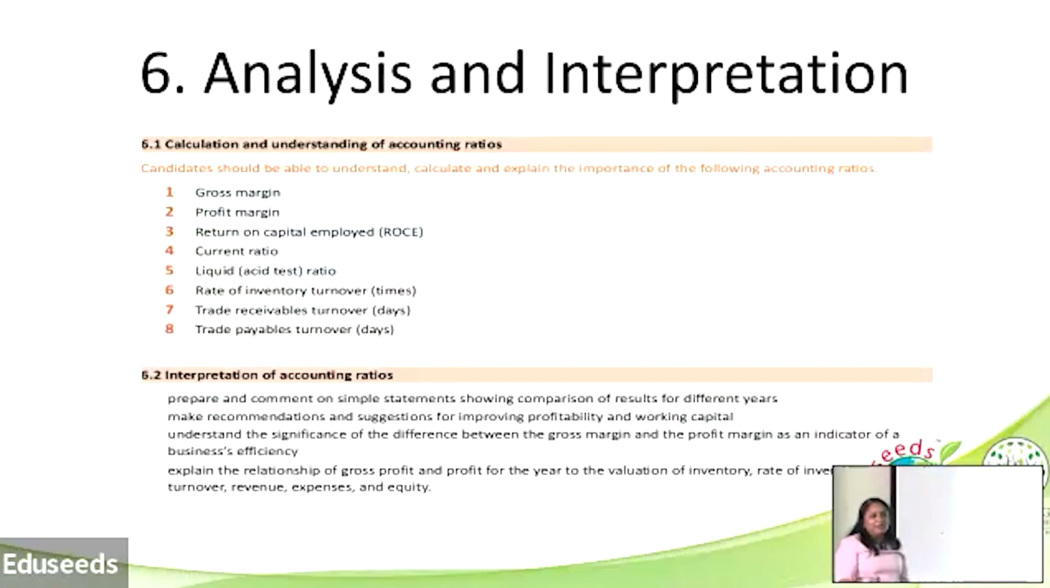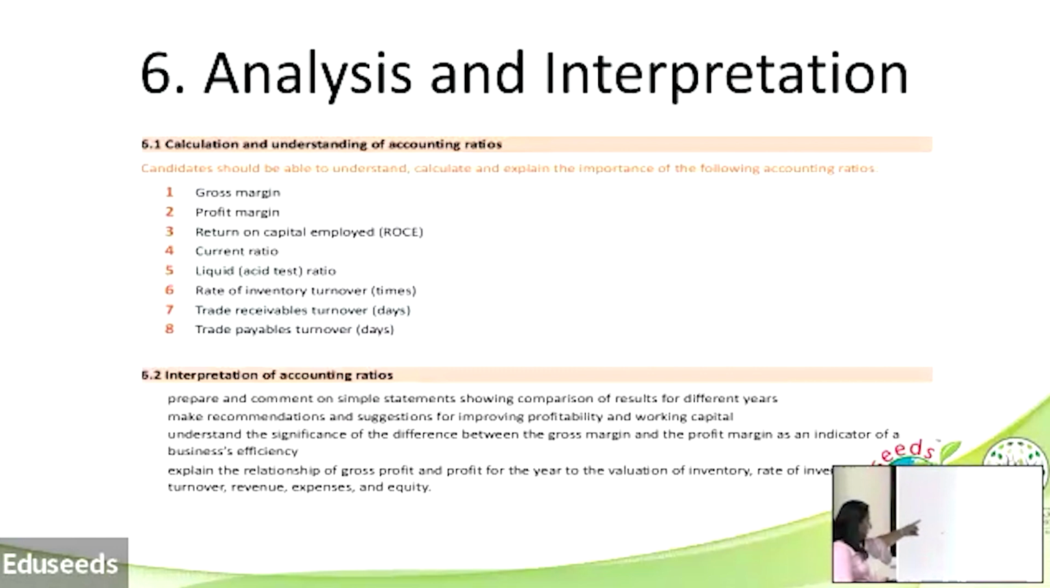Once you already prepare your financial statement, what is my next step? I want to analyze. I want to make decisions. How is my business doing? Am I doing good or am I not doing good? Should I close shop? Right? So there comes your analysis and interpretation. What we basically do in analysis and interpretation, for me to understand my financial statement, I need to calculate some ratios.